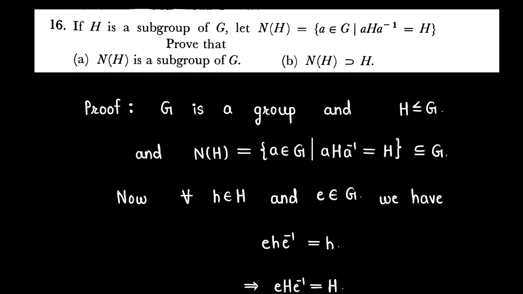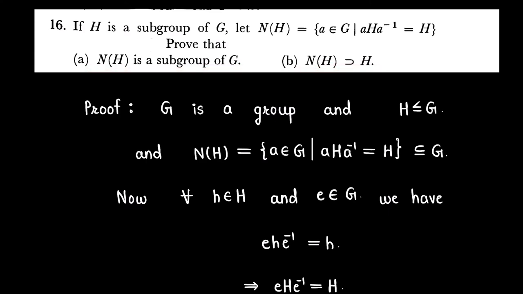Hello friends, in this video I am going to solve an exercise question from the book Topics in Algebra. So the question is: if H is a subgroup of G and N(H) is the set of all those elements a in group G such that aHa⁻¹ is equal to H, then we have to prove that N(H) is a subgroup of G and H is a subset of N(H).